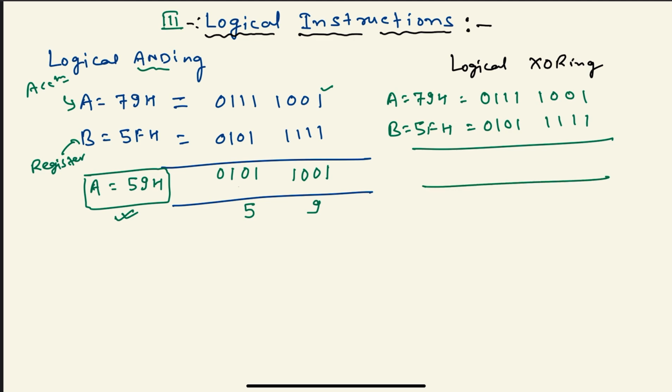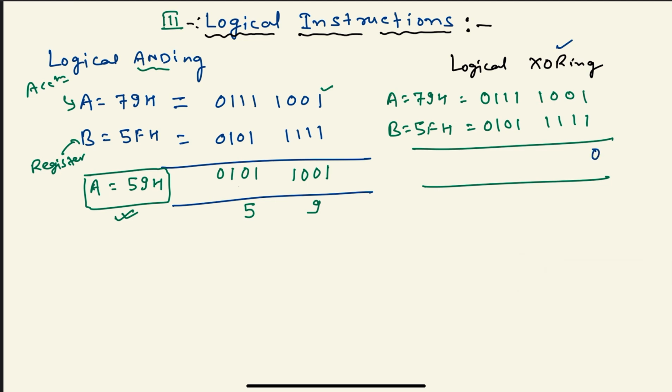Now in the XOR operation, if both the inputs are the same, whether 1 1 or 0 0, then the output will be 0. If both the inputs are different, either 0 1 or 1 0, then the output will be 1. Based on that, from the first stage, 1 XORing with 1 gives the output 0.